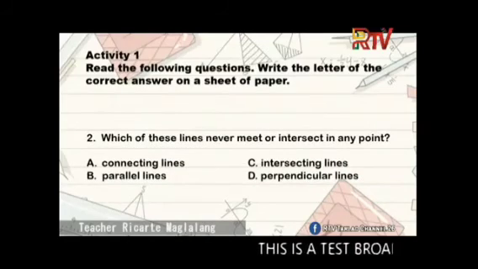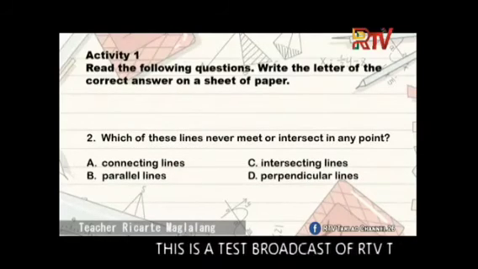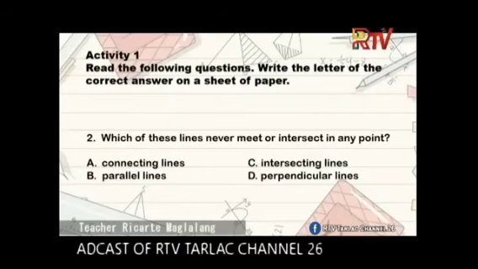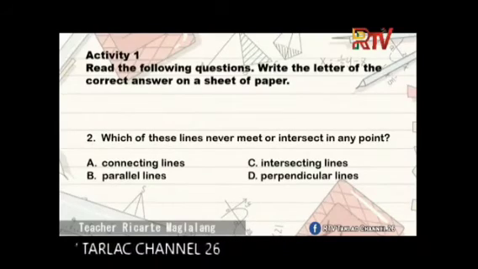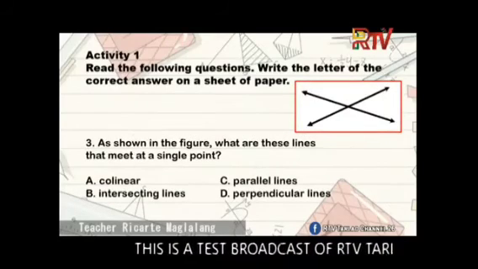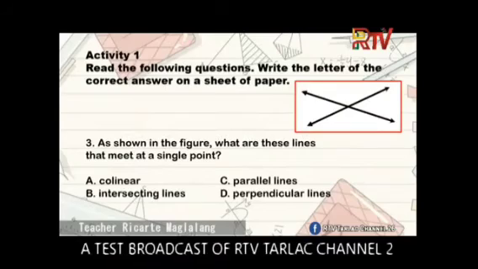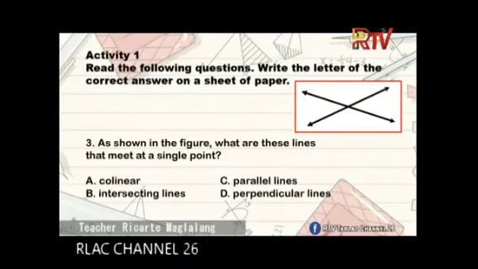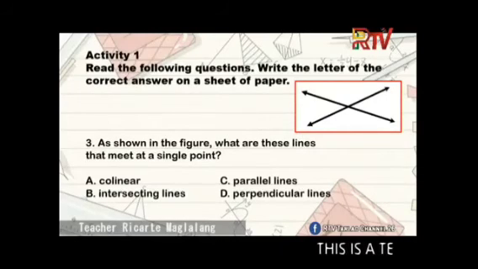Number 2, which of these lines never meet or intersect in any point? Is it A, connecting lines, B, parallel lines, C, intersecting lines, or D, perpendicular lines? Go! Number 3, as shown in the figure, what are these lines that meet at a single point? Is it A, collinear, B, intersecting lines, C, parallel lines, or D, perpendicular lines? Go!